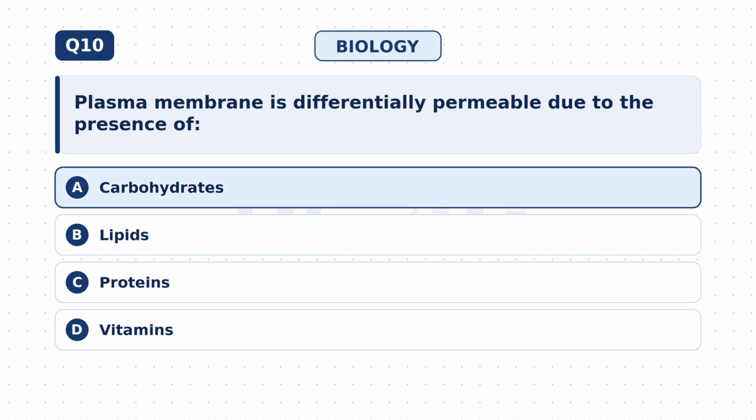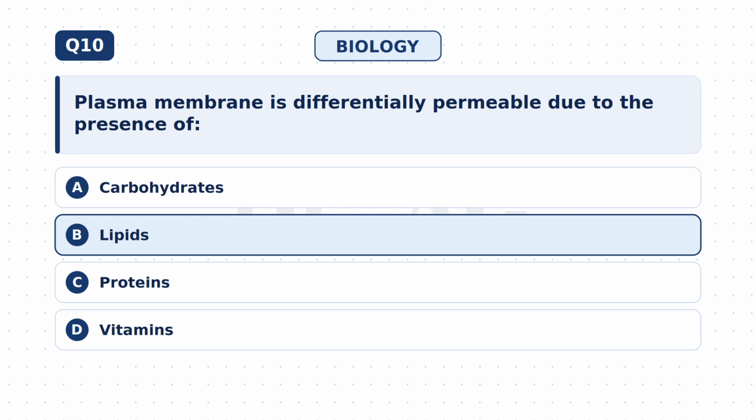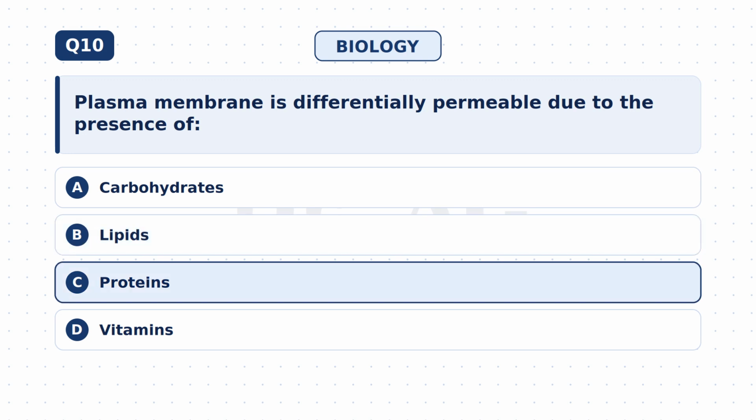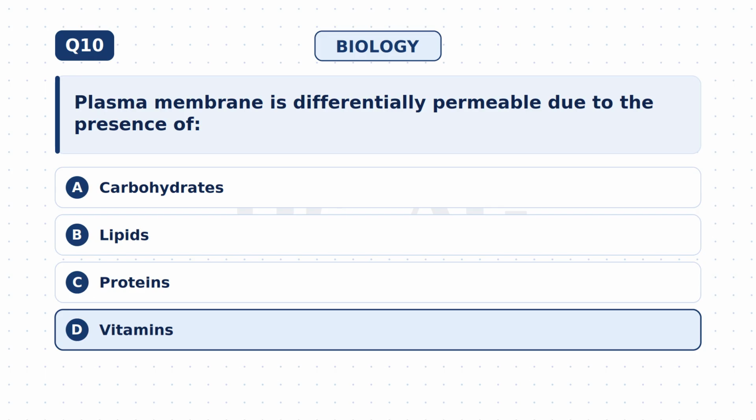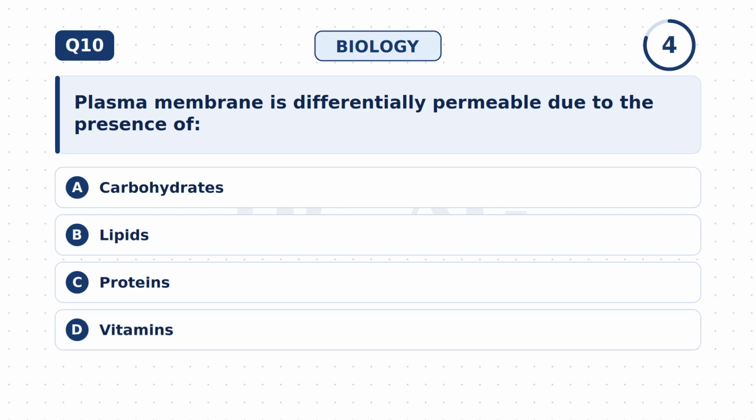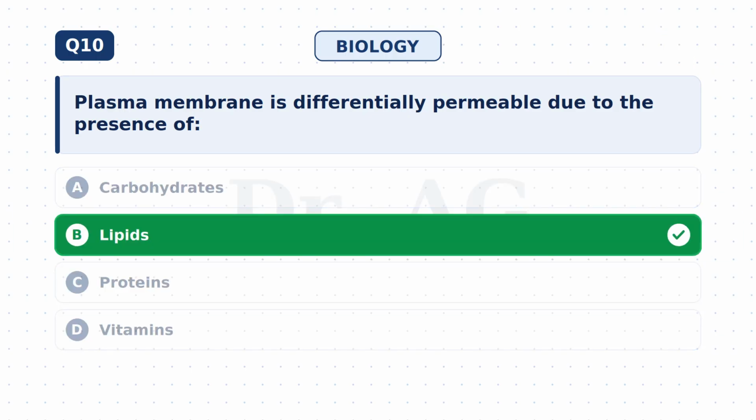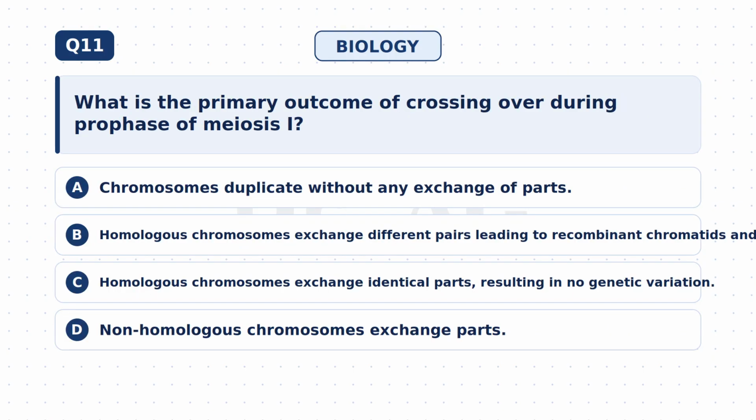Question 10. Plasma membrane is differentially permeable due to the presence of. Option A. Carbohydrates. Option B. Lipids. Option C. Proteins. Option D. Vitamins. The correct answer is B. Lipids.